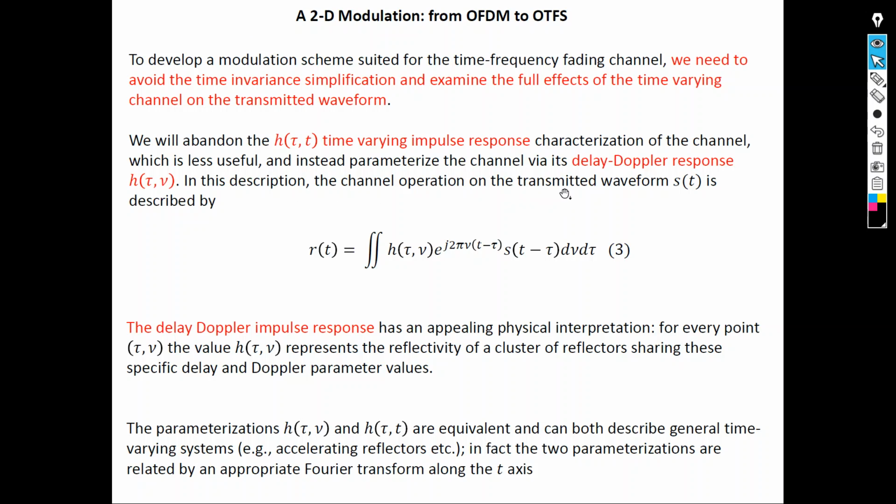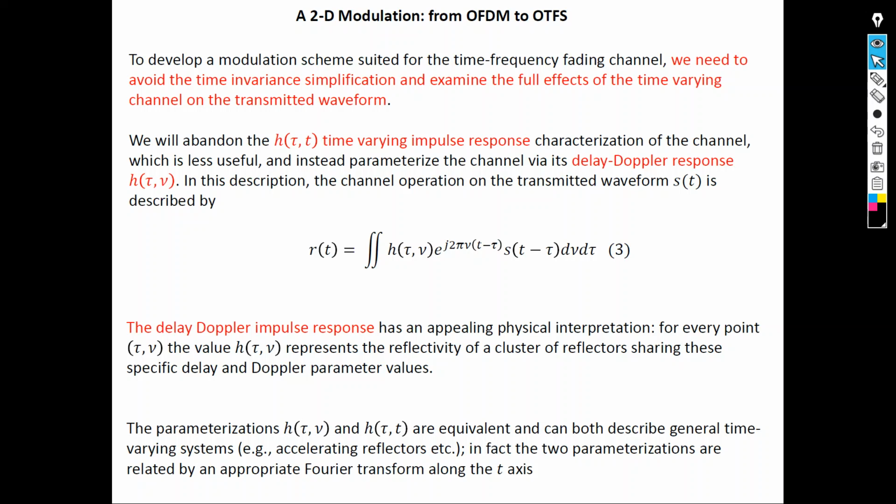So basically, the channel operation on the transmitted waveform under the delay Doppler response can be represented in equation 3, where you have s(t minus tau) as your waveform, and this is your received signal, and this is the channel operated on your waveform. The delay Doppler impulse response has an appealing physical interpretation. For every point (tau, v), the value of the channel represents the reflectivity of a cluster of reflectors sharing these specific delay and Doppler parameters value. This is the beauty of this waveform. That's why it's more useful than the time varying impulse response.